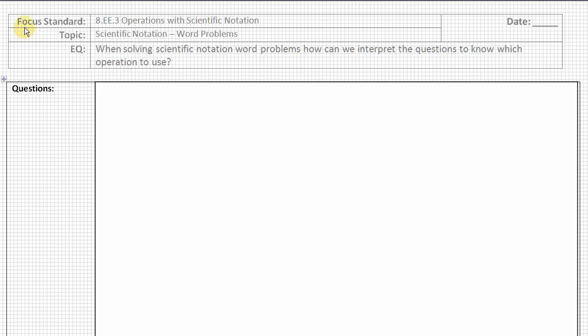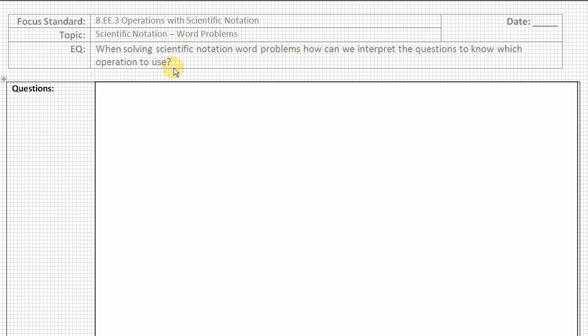For today's lesson, we are still working on the focus standard of Grade 8 Expressions and Equations, Standard 3, dealing with operations with scientific notation. Our exact topic for this lesson is scientific notation, word problems. Our essential question is, when solving scientific notation word problems, how can we interpret the questions to know which operation to use?